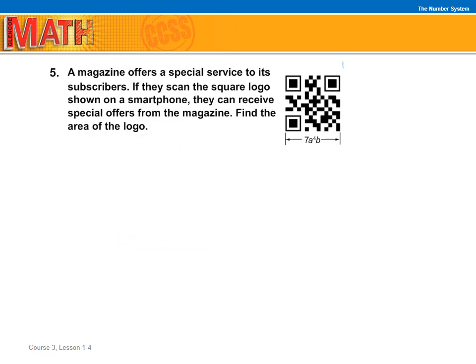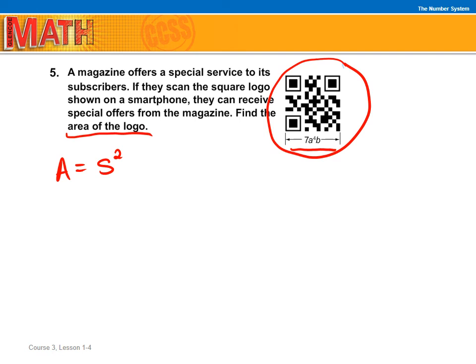Example 5, a word problem. A magazine offers a special service to its subscribers. If they scan the square logo shown on a smartphone, they can receive special offers from the magazine. Find the area of the logo. So we're looking for the area of this logo to the right, or QR code. We see that one side is 7 times a to the fourth power times b. To find the area of a square, it's side squared, or side to the second power, or side times side.